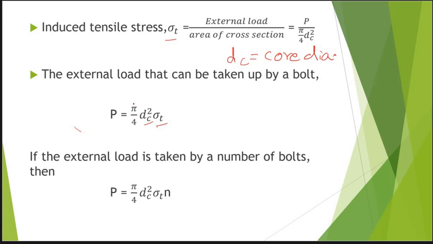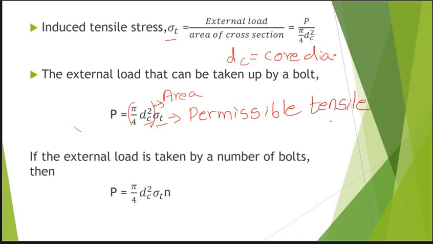That means this pi by 4 dc square is the area of cross section, and sigma T is the permissible tensile stress. That is, if we know the value of external load and area of cross section of the bolt, we can calculate the induced tensile stress sigma T.